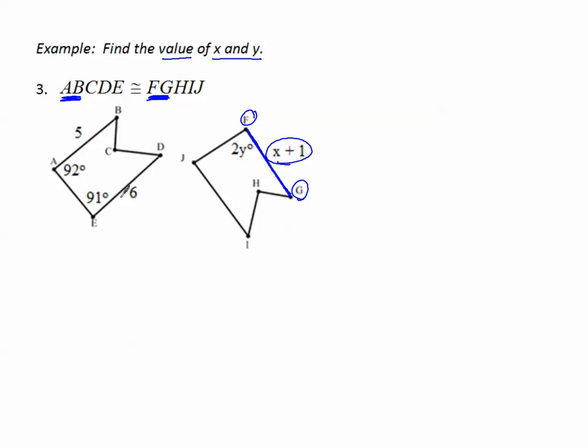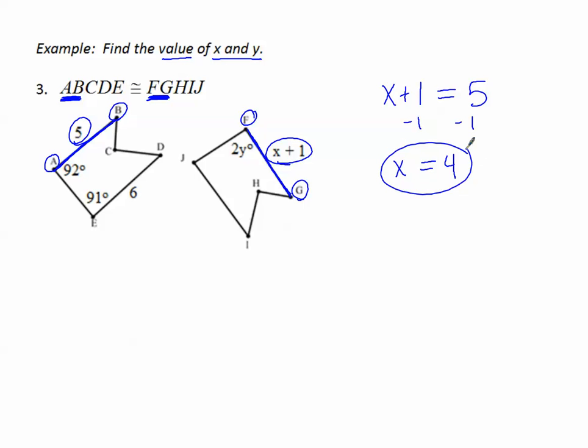So let's use the statement. FG is in the same position or corresponding position as AB. Well, A and B are here, so this is the side connecting, and it says 5. So I know that x plus 1 and 5 have to be the same length because those sides are congruent. Now I can solve this equation, and x equals 4.